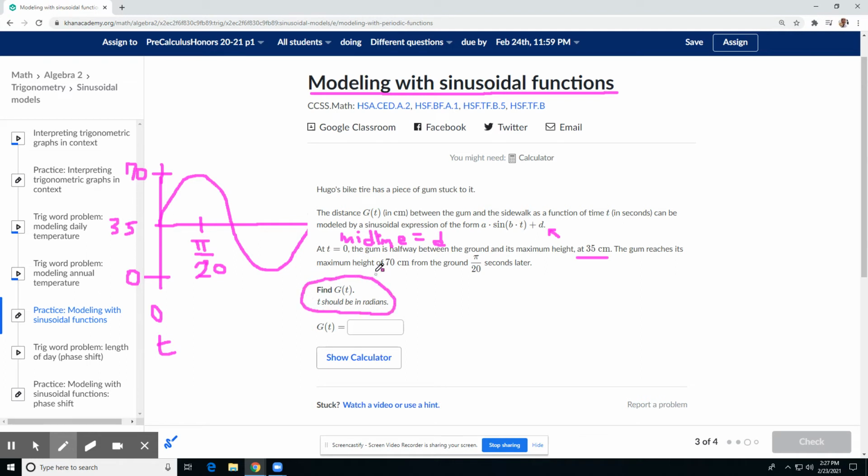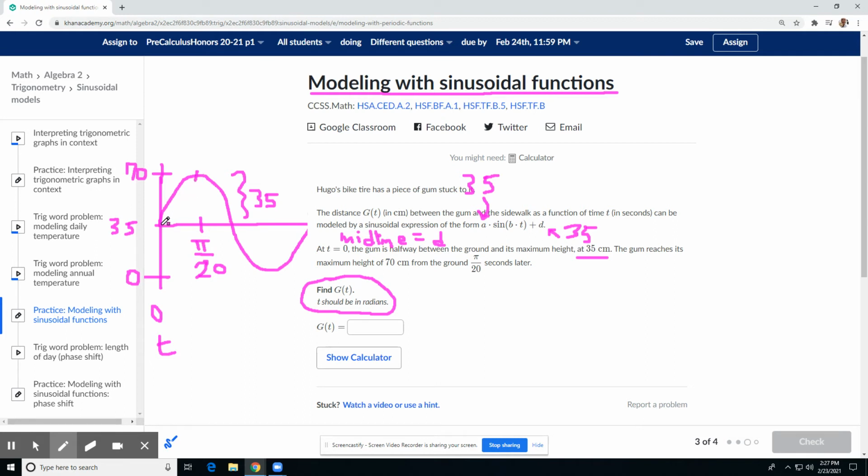So let's go ahead and use this information to find g sub t. And that's what they want, the function in this form. So first, the amplitude. What's the amplitude here? What's the distance between the midline and the maximum? Well, that's also 35. So you just subtract these, or you can go this way, either way. So this is 35. Our midline was 35. They told us that. It's halfway between the ground and its maximum height. There's the ground. There's its maximum height. And then it has this one maximum right here.